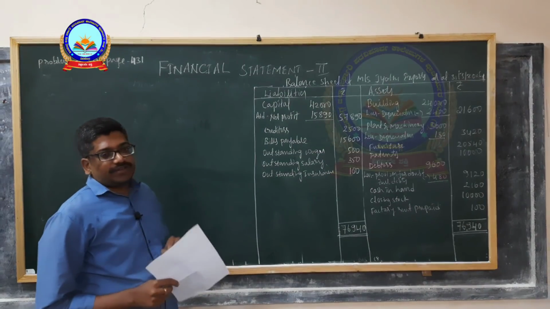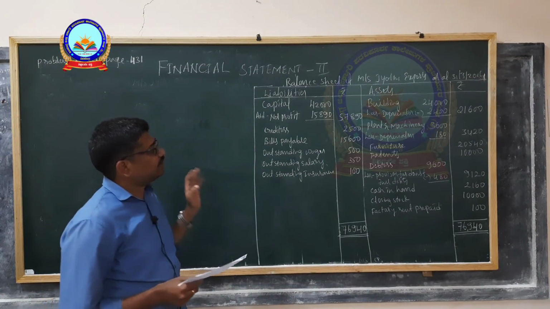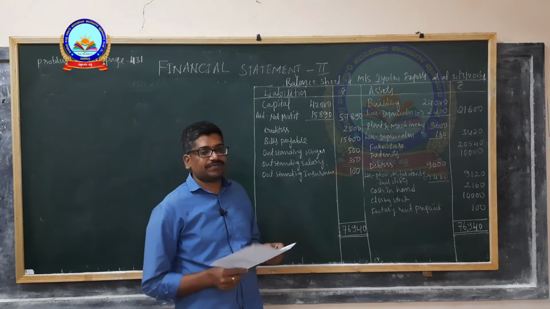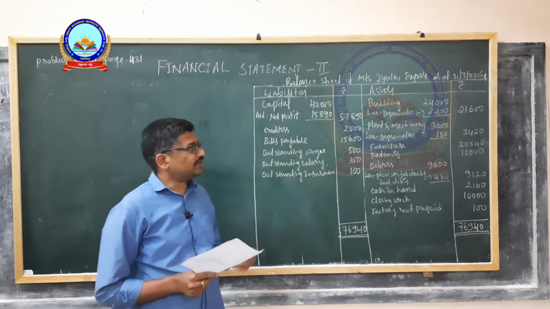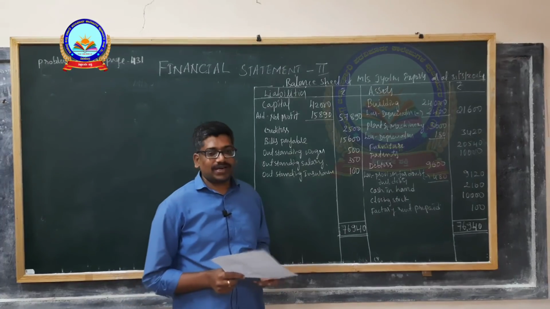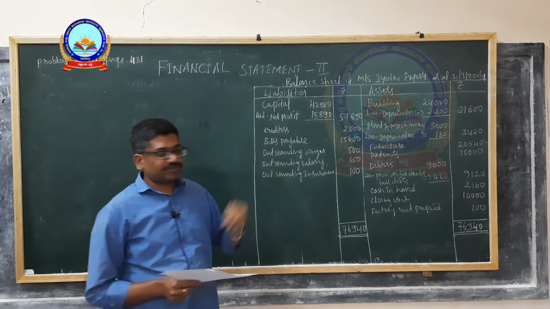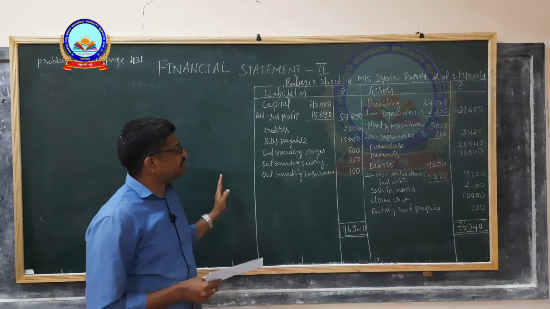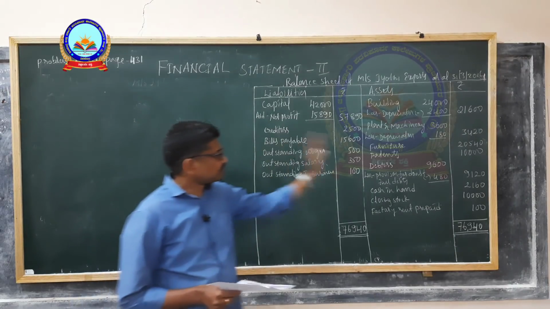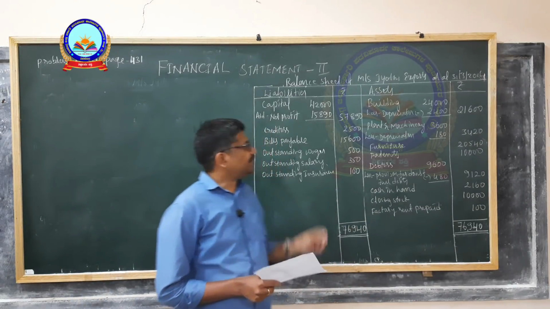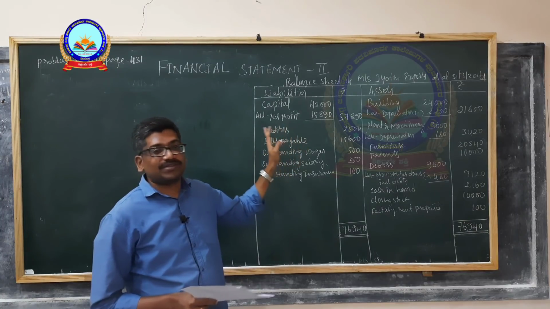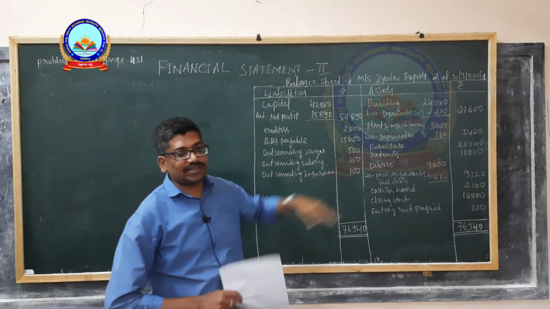After completion of the profit and loss account, we got the net profit of rupees 15,890. So now we shall prepare the balance sheet. The balance sheet comprises two sides. One is the left side, that is the liabilities and capital. The right side is assets. We have to record all the items in the balance sheet.